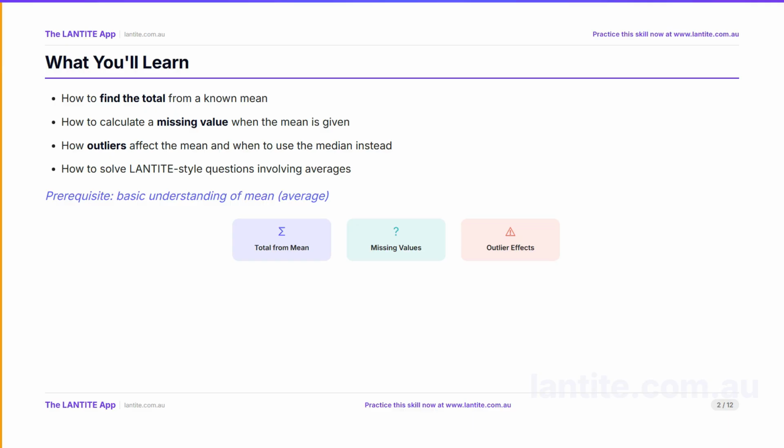By the end of this lesson, you will be able to work backwards from a mean to find a total, solve for missing values when the mean is known, and explain how outliers distort averages. These skills come up regularly on the LANTITE, so make sure you are comfortable with each one before moving on.